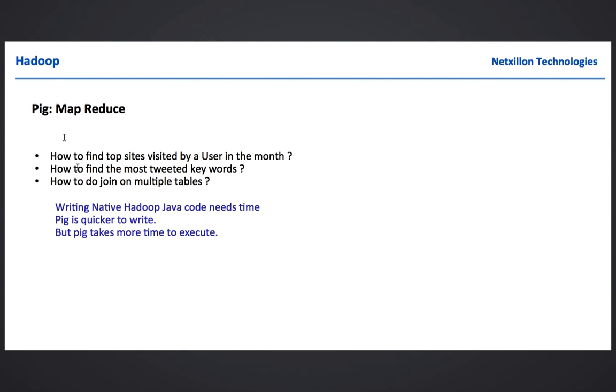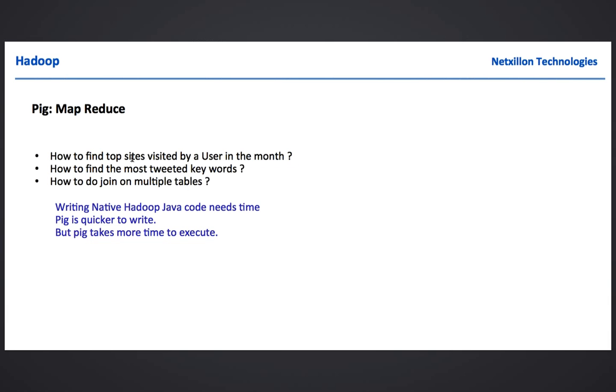Let's say I want to write a program. In Java, it will take 10 hours. It might run in 5 minutes. In Pig, I will write the entire program in 5 minutes. It might take half an hour to run. So the total time which I will be gaining right from the beginning will be huge in the case of Pig. So Pig will be used for a lot of things.